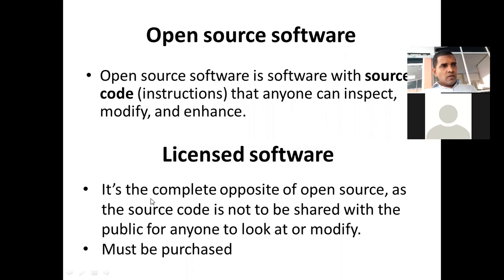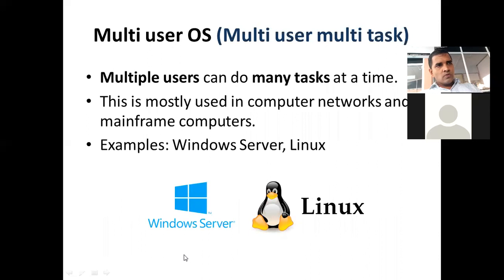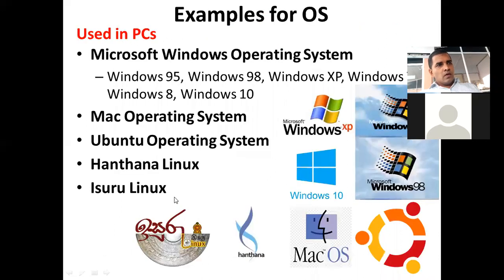Licensed software is completely the opposite of open source, as the source code is not shared with the public for anyone to look at or modify, right? You cannot see the instructions, so you cannot modify or even look at the coding. It must be purchased, right? You have to purchase. So these are the two things, open source software and licensed software.